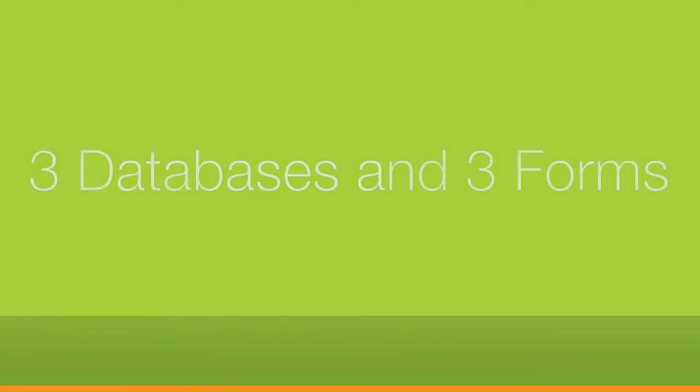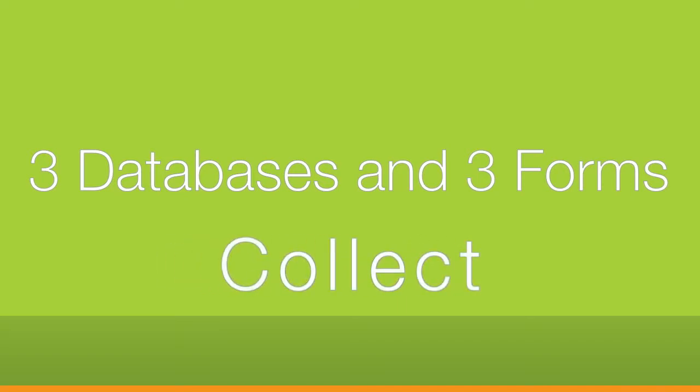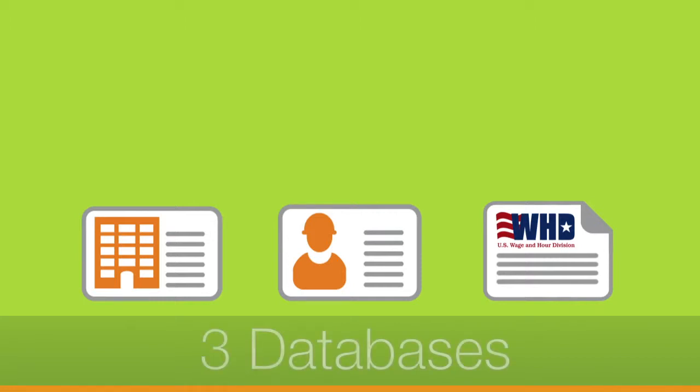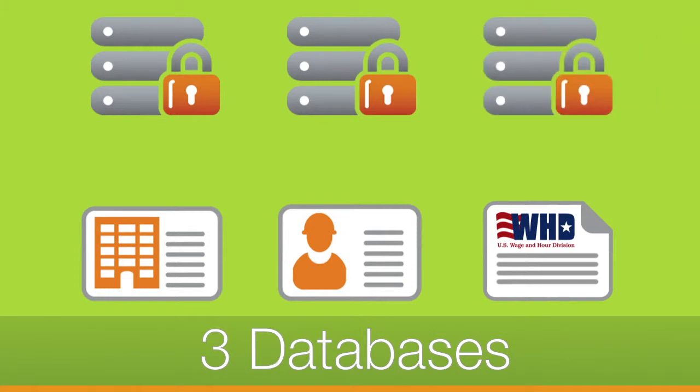The online system is made up of 3 databases and 3 forms. The databases store company information. The forms collect company information and then send it to be stored in the databases. First, there are 3 forms. 1 for company information, 1 for employee information, and 1 which creates the WH-347. And there are 3 databases. 1 to store your company information, 1 to store your employee information, and 1 to store your WH-347s.